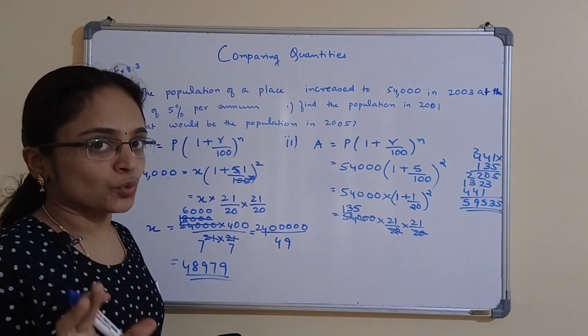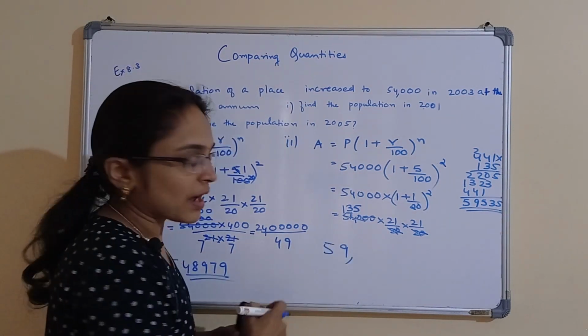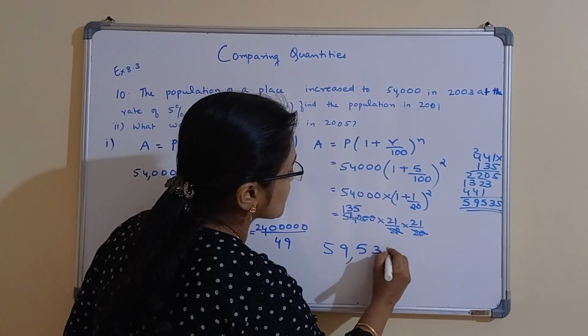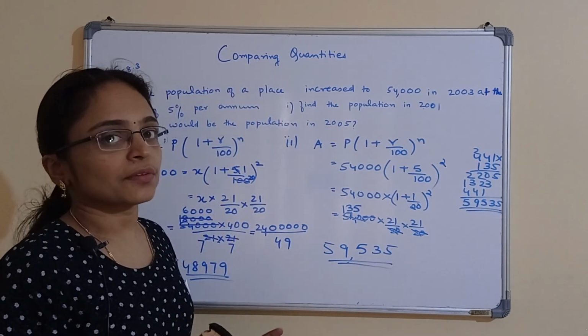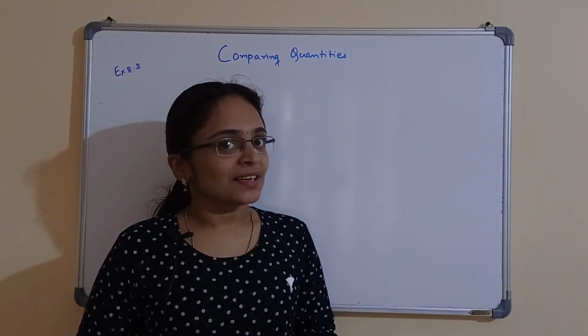So the population in 2005 will be 59535. So that is 59,535. Okay.